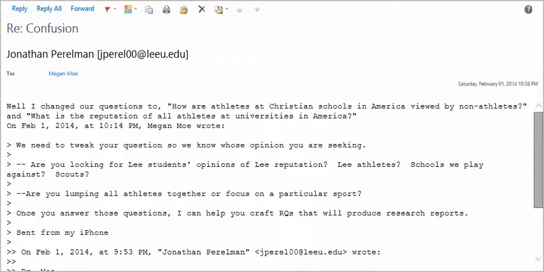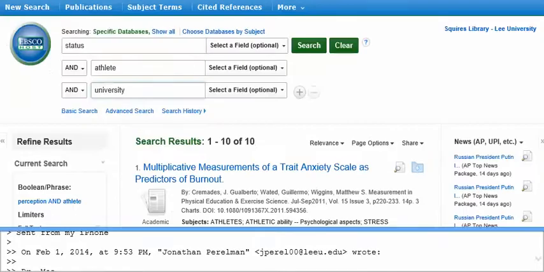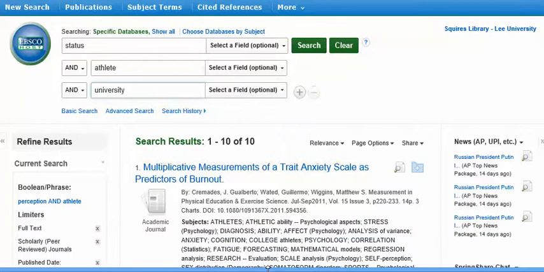Good question. And what is the reputation of all athletes at universities in America? It's pretty big, but still, it helped me get a better idea of what he wanted to learn. So with that in mind, before giving him help, I wanted to see what type of success or failure he was having with finding sources.